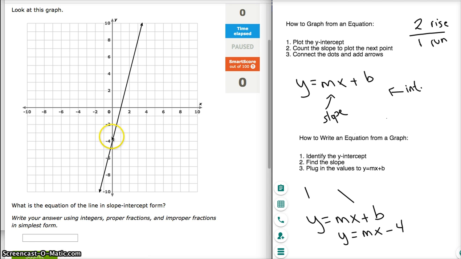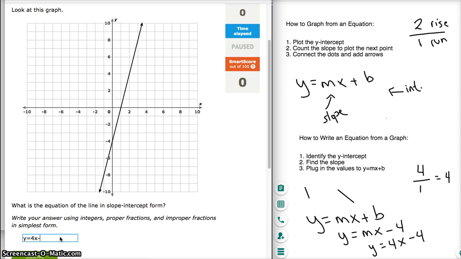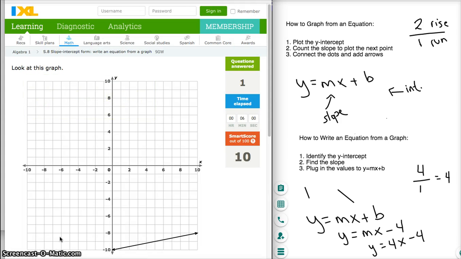I have to go 1, 2, 3, 4, and over 1. Oh, here's a perfect coordinate here. So I went up 4 over 1. So up 4 over 1 is the same as just 4. So now instead of m, I'm going to do y equals 4x minus 4. And that's exactly how I do it. I think it out like that every single time, 4x minus 4. And I'll try it again. Okay, so here's my next one.